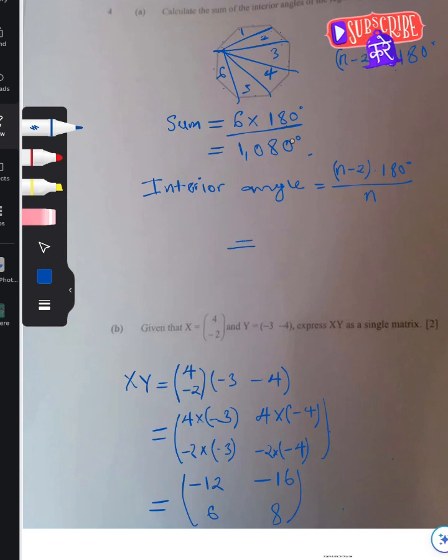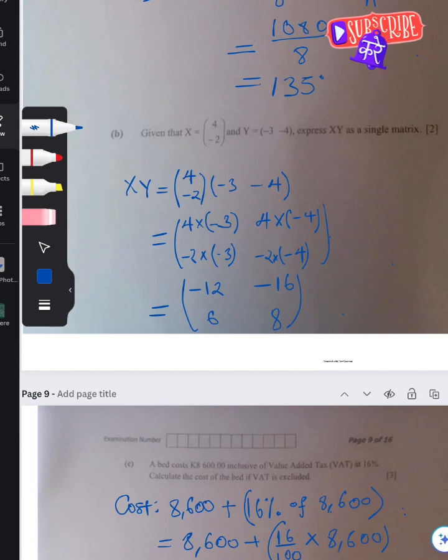For instance, in this question, if we want to find the size of each angle inside, we say n minus 2, which is just 6, multiplied by 180, which is what we found in the previous problem, 1080, and divided by 8, the number of sides. This should give us 135 degrees.